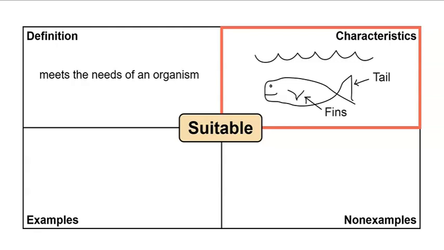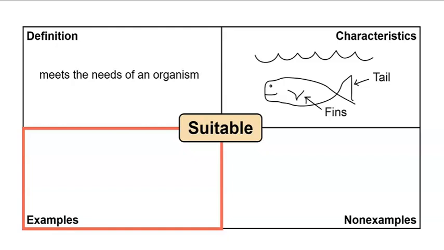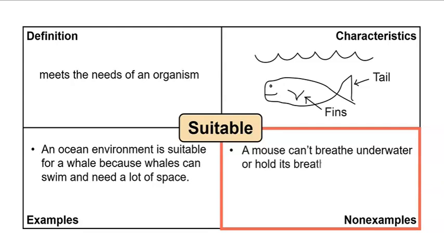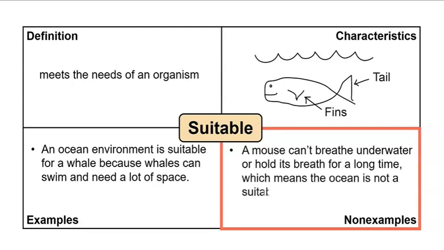Actually, that's a great example of what suitable means. In the example section, I'll write, an ocean environment is suitable for a whale because whales can swim and need a lot of space. What other examples of the term suitable can you think of? Finally, I'm thinking of non-examples of what suitable means. I'll write, a mouse can't breathe underwater or hold its breath for a long time, which means the ocean is not a suitable environment for a mouse.